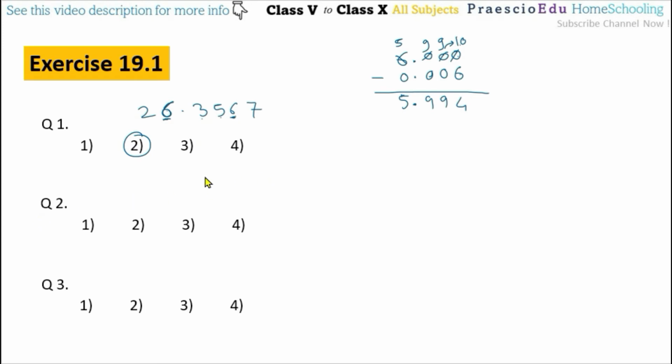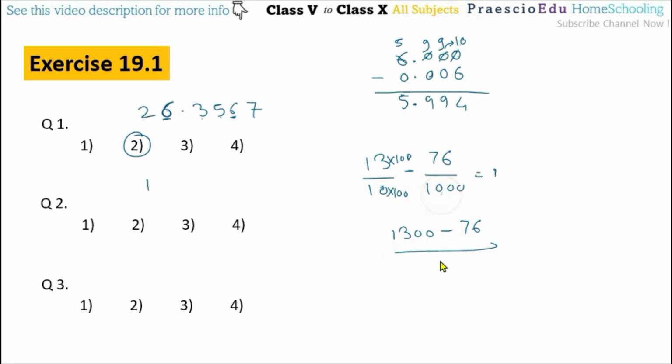Now question number 2: 13 by 10 minus 76 by 1000 is equal to how much? Now we will keep the denominators the same so that we can do this subtraction. To make the denominator 1000 here, we have to multiply by 100. So the same 100 we have to multiply with the numerator. So this is 1300, then subtraction with 76, divided by 1000, and this 1000, meaning the denominators are the same. So this is 1000.